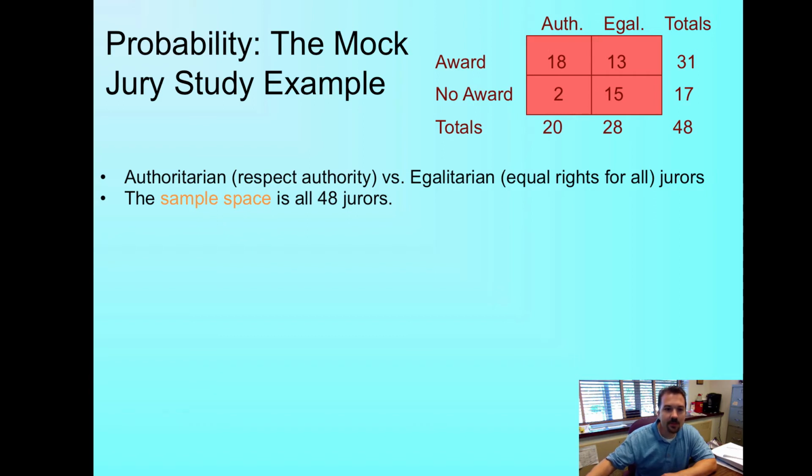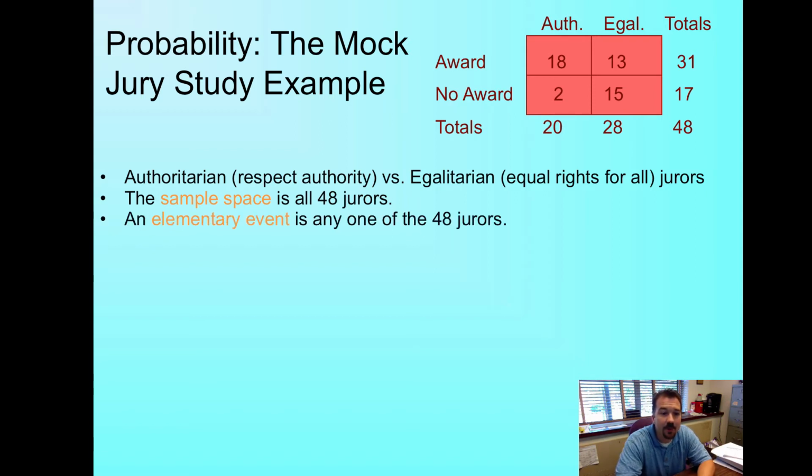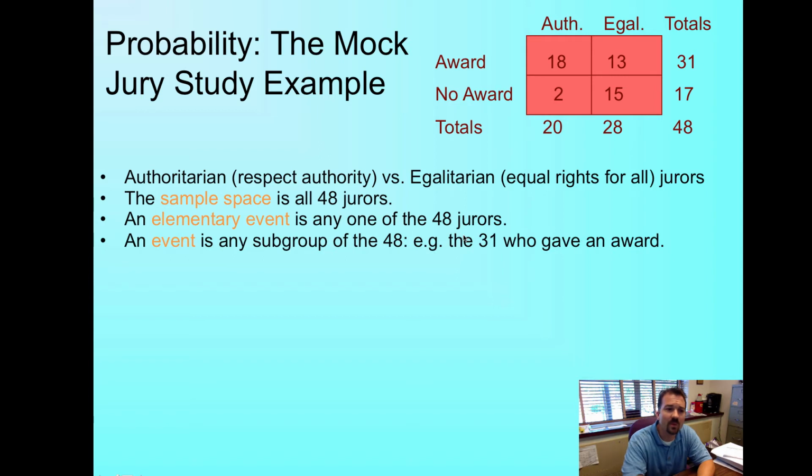So the overall sample space is all 48 jurors. This is the N. This is the overall number of participants that you have. Okay, participant jurors in this case. An elementary event is any one of those 48 jurors. Okay, and so they're being counted up in these 4 cells here based on the condition. Okay, but each one of those is an elementary event. An event, a whole event, is any subgroup of the 48. Okay, for example, the 31 here that decided to give an award.